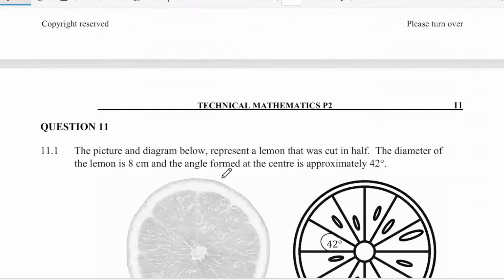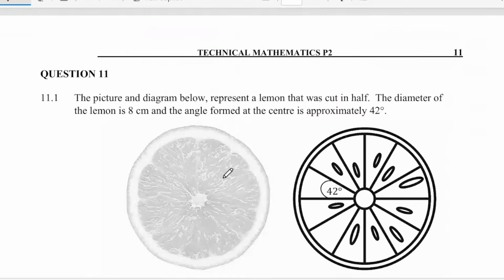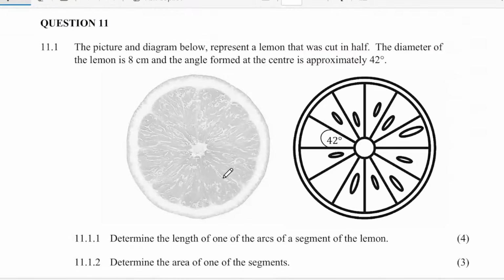All right, guys, so that brings us to the end. No, not really. We have question 11. Question 11, the picture and diagram below represent a lemon that was cut in half. The diameter of the lemon is 8. Okay, so from this side to that side, we have 8. And then the angle formed is approximately 42.